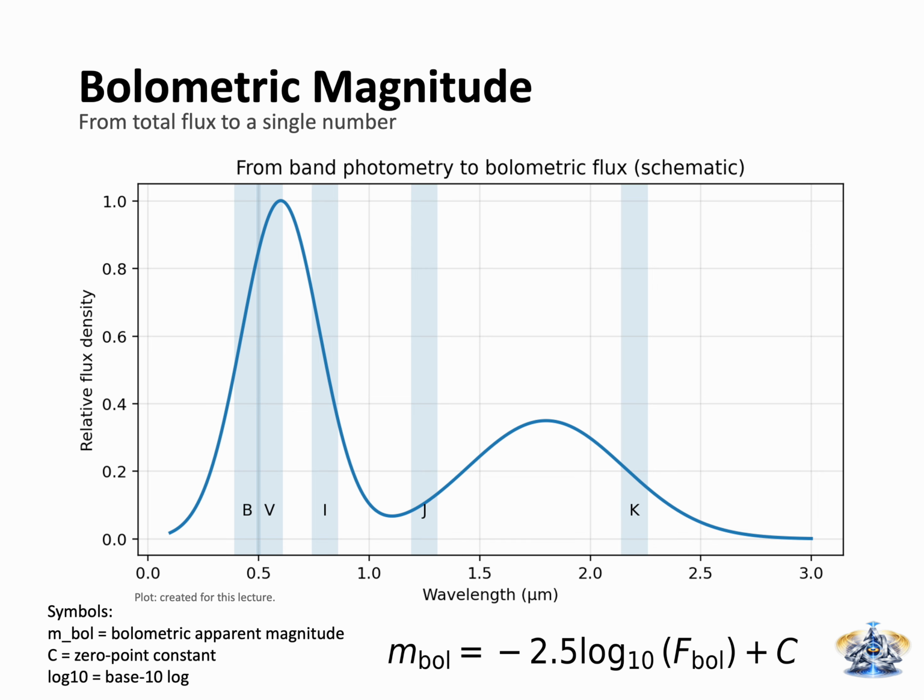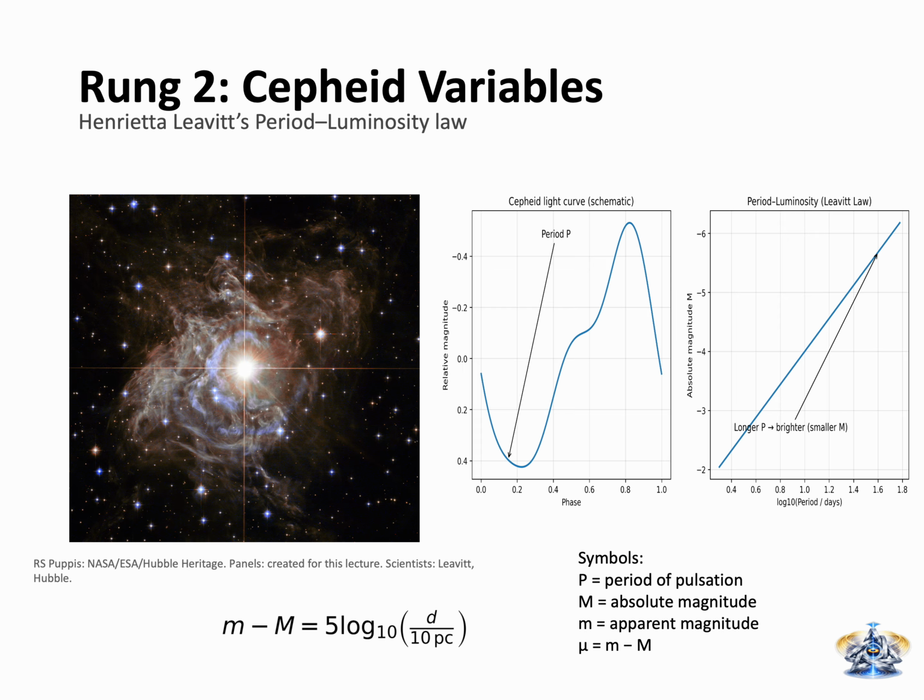Now we are ready for one of astronomy's most powerful standard candles, Cepheid variables. Cepheids are the stars that make the distance ladder feel like cheating. A Cepheid is a pulsating star. Its outer layers expand and contract, so its brightness rises and falls in a stable pattern. Henrietta Leavitt discovered the key rule. The pulsation period tells you the intrinsic luminosity. Longer period means a genuinely brighter star.